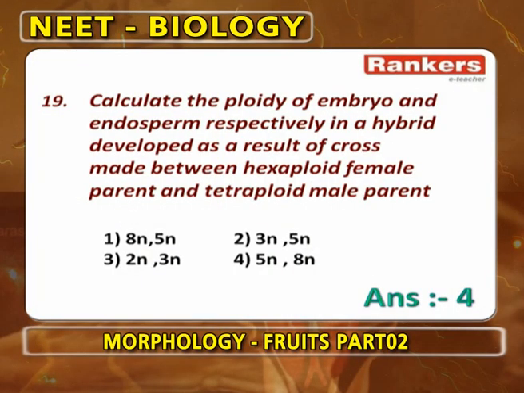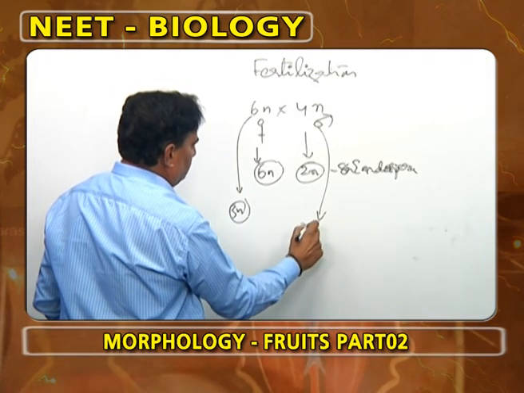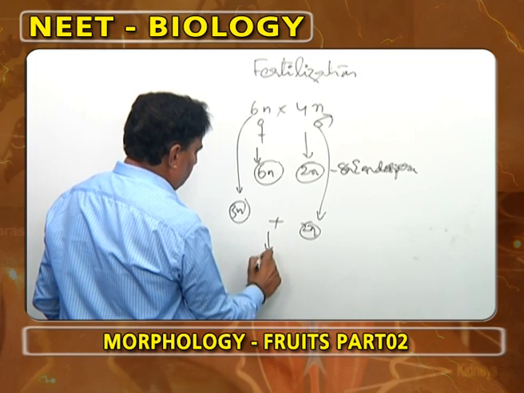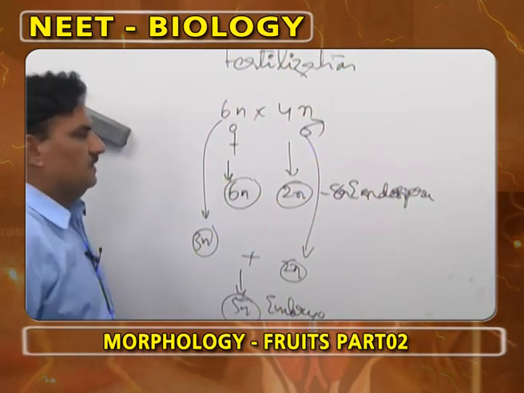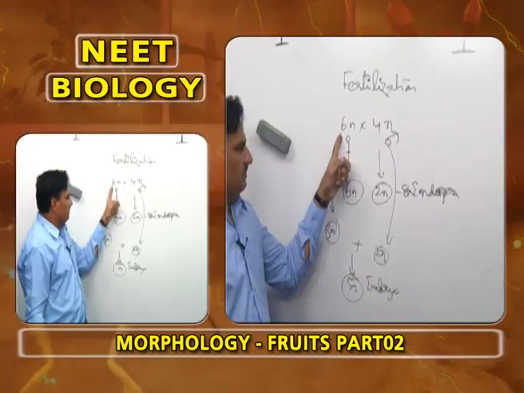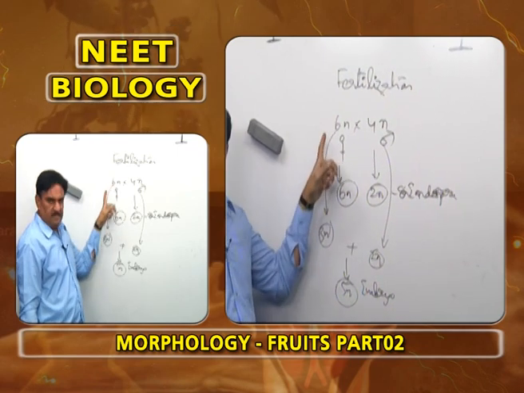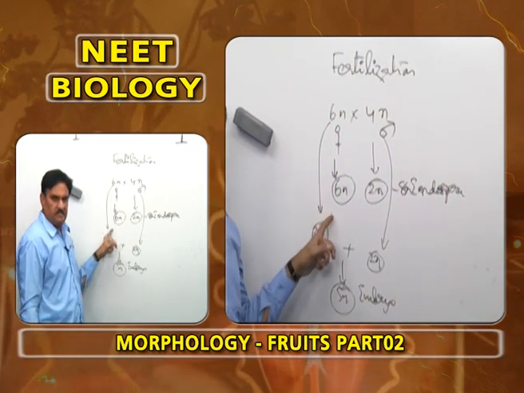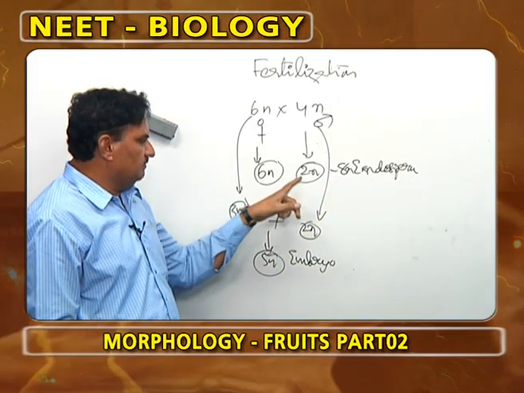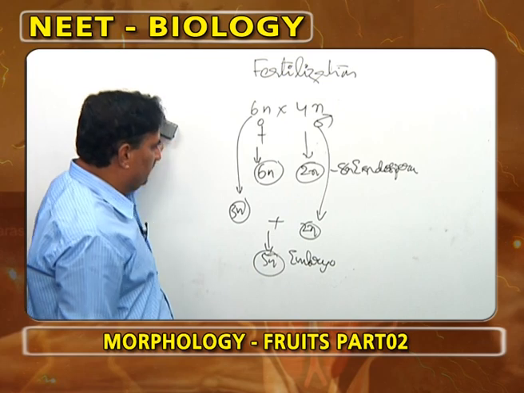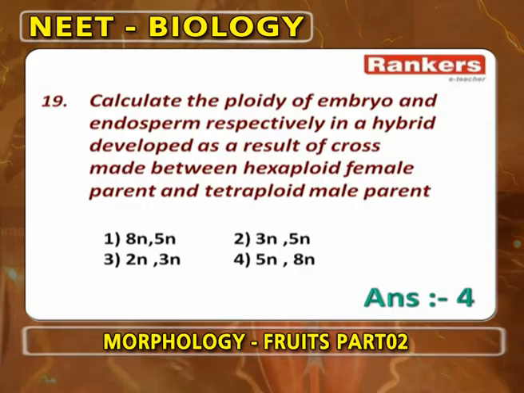When it comes to the embryo, from here half will come, 3N. From here half will come, 2N. Both will unite to form 5N. So 5N is found in embryo. Whenever a hexaploid female plant is crossed with tetraploid male plant, 6N remains 6N because the secondary nucleus ploidy is the same as female plant. 6N plus 2N, half of male gamete will come. 6N and 2N becomes 8N. So endosperm is always 8N.